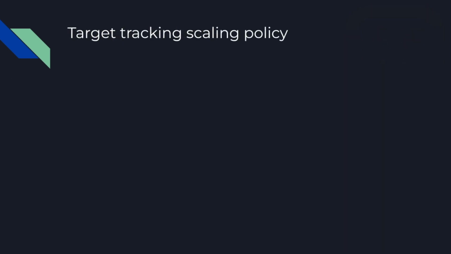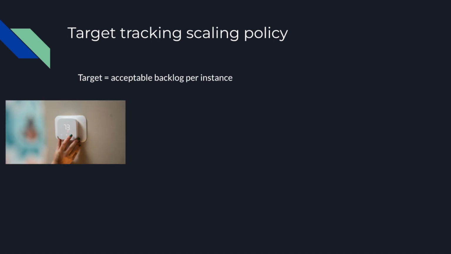As we saw in the example, the module responsible for the scaling activities is the target tracking scaling policy. This policy is a dynamic scaling policy that increases or decreases the current capacity based on the target value. In our example, the target is the acceptable backlog per instance. This policy is very similar to the way your thermostat maintains the temperature of your home.